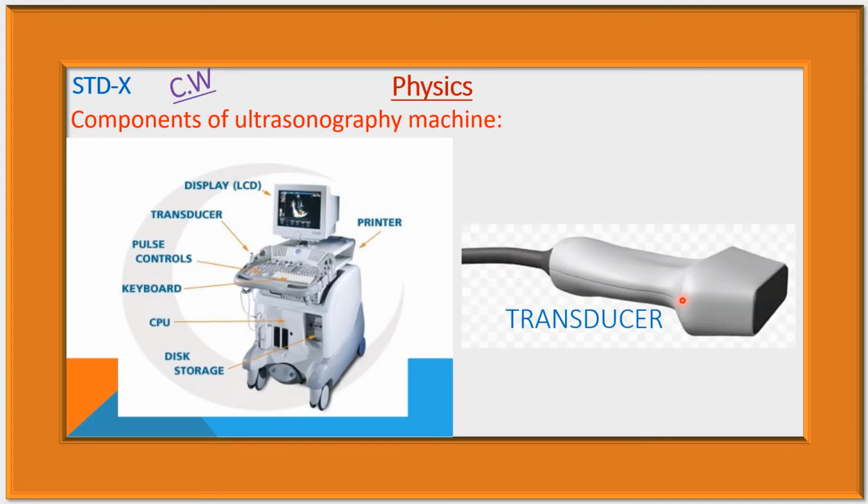This is transducer. It is a very important part of ultrasonography machine. This transducer produces high frequency sound, and this high frequency sound is reflected from the organ of the body, and these reflected echoes are received by this transducer.